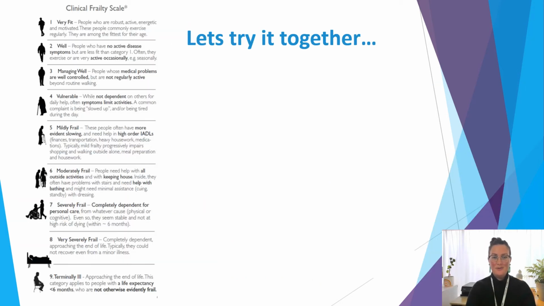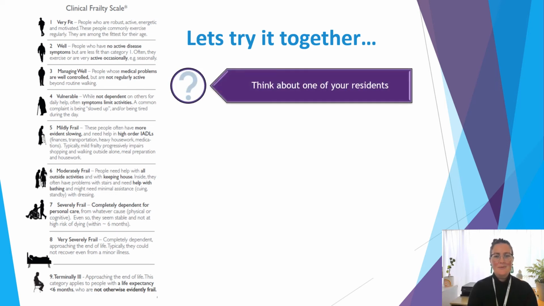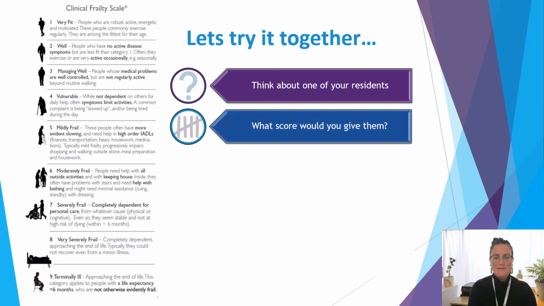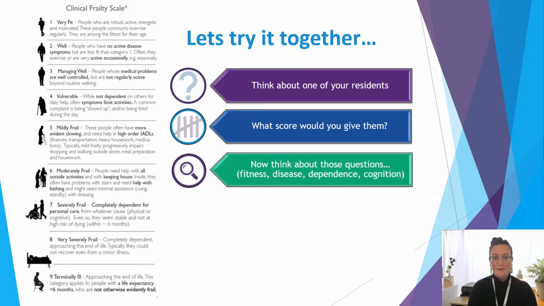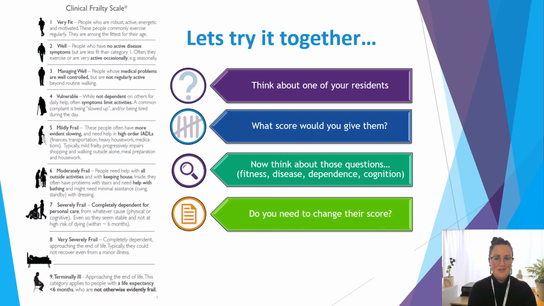So now that we've gone through the tool together and we've had a talk about some of the descriptors and some of the pictographs, let's give it a go. So I want you to think about one of your residents. Maybe it's someone you've looked after for a long time, or maybe it's someone you just met last week. What score would you give them? Now think about those questions, their fitness, their disease, their level of dependence and their cognition. How much prompting and cueing do they need? Do you need to change their score?